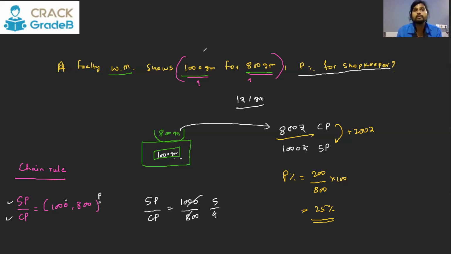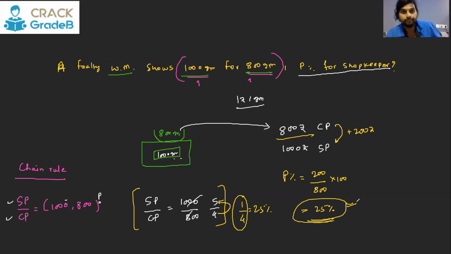And once the ratio of SP and CP is calculated, you just have to think that ultimately 4 rupees worth of stuff you are selling for 5. That means there is a profit of 1 on 4, and the fraction value of 1 by 4 is 25%. Hence, there is a 25% profit. Easy?